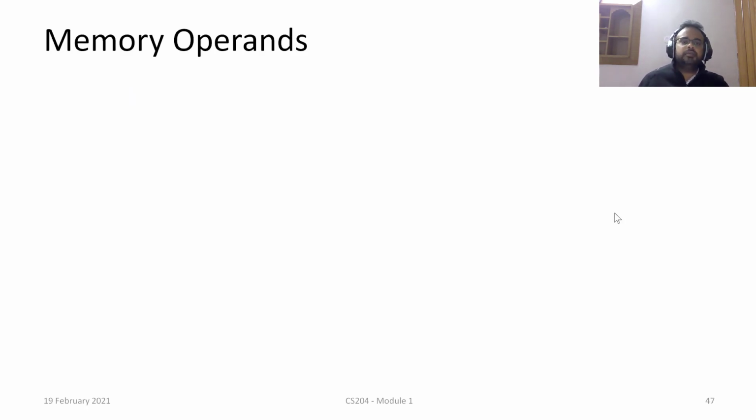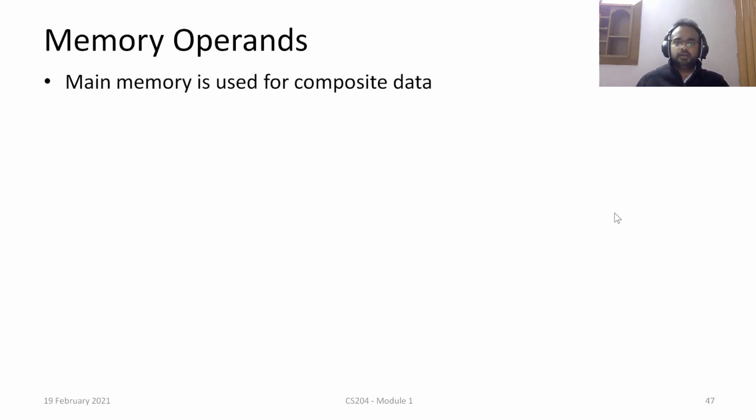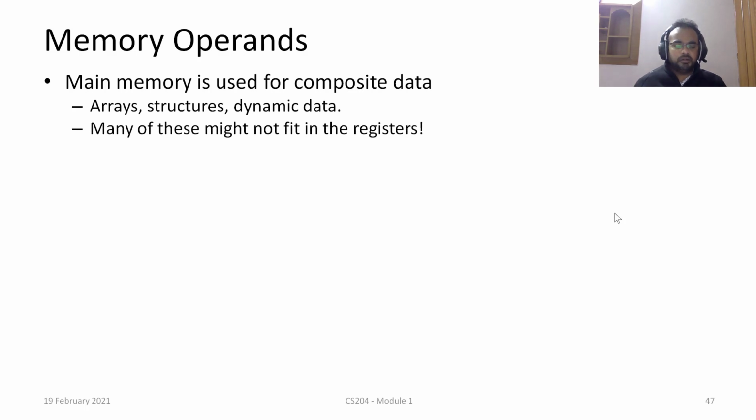So let's look at the memory operands a little more closely. Primarily, the main memory is used for all sorts of composite data: the arrays, structures, dynamic data like heaps and stack, etc. And it's anybody's knowledge that the size of this data is typically much higher than the registers that are available. So many times we need to access the memory.